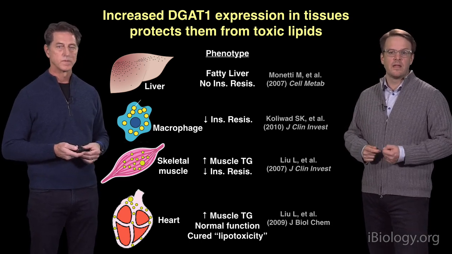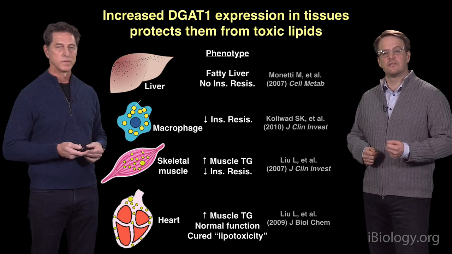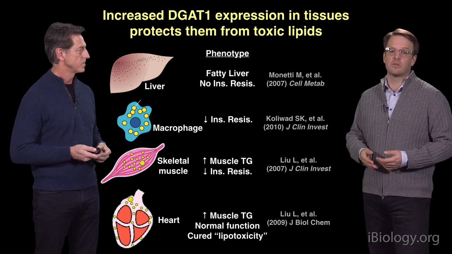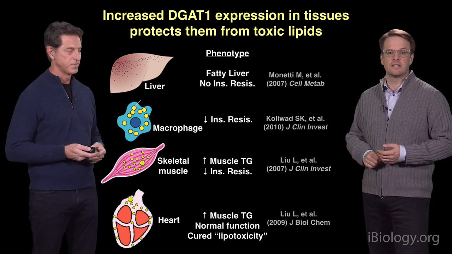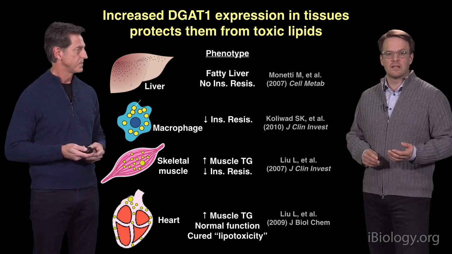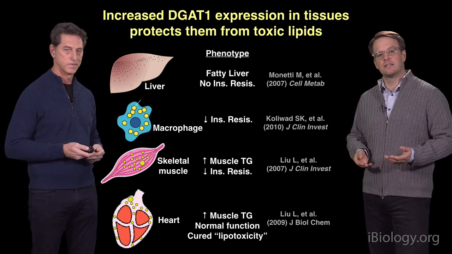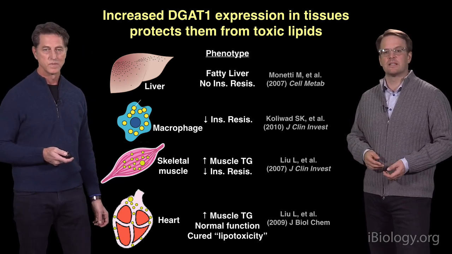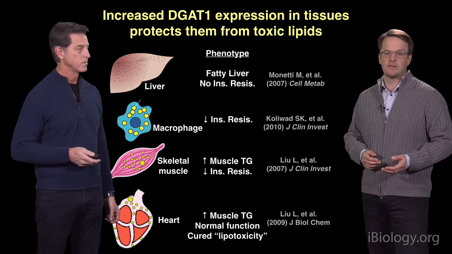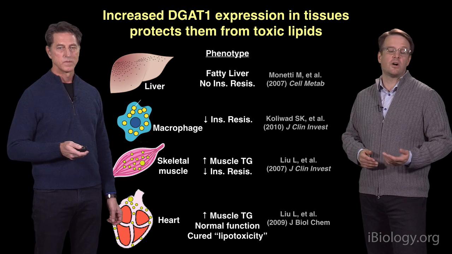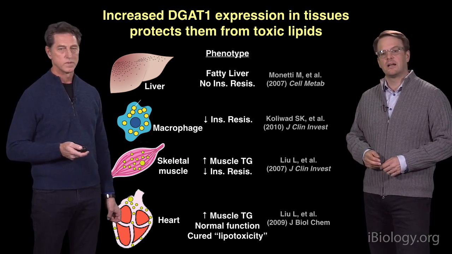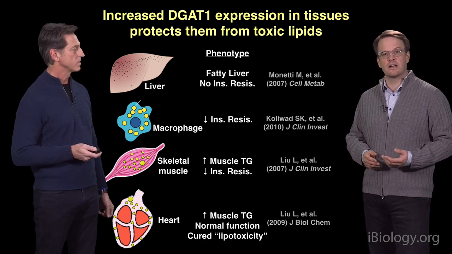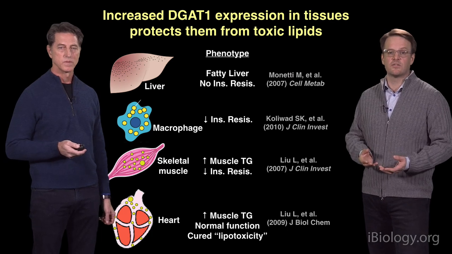For instance, if we overexpress DGAT in the liver, we get fatty liver, foie gras, and when we do that, that liver is actually protected from insulin resistance and the consequences thereof. Similarly, increasing the DGAT activity in macrophages actually protects them or helps protect the organism from insulin resistance. And similar observations have been made in skeletal muscle. Others have also overexpressed triglyceride in the heart, and Ira Goldberg's lab has found that under those conditions, the heart is actually protected from lipotoxicity, even though it now stores more fat.